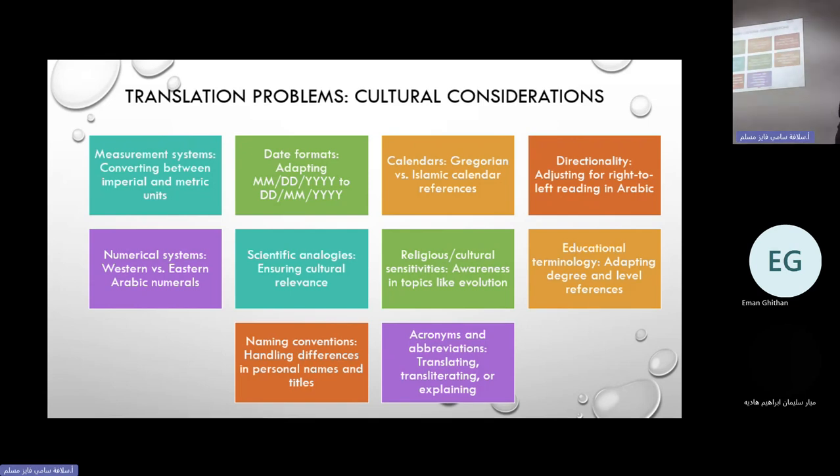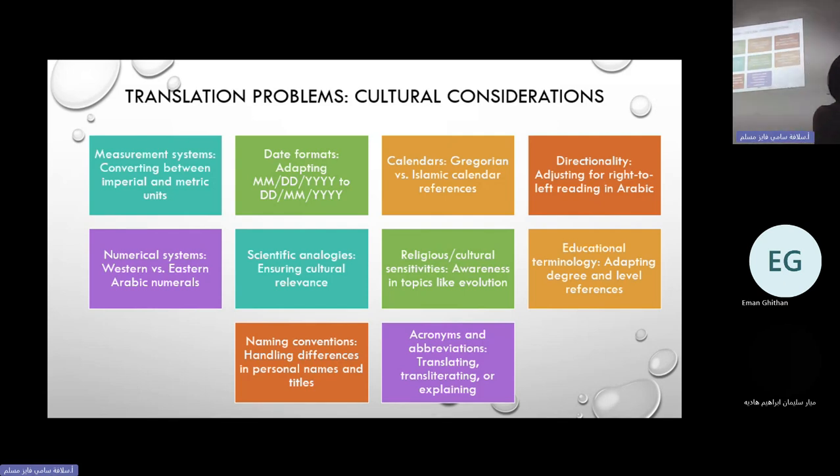The third problem, we talked about the problem on the level of the word. Okay, we talked of the problems at the level of the grammar. Now we have problems at the level of the culture. Okay, and these come from the difference in the Arabic and English cultural system.